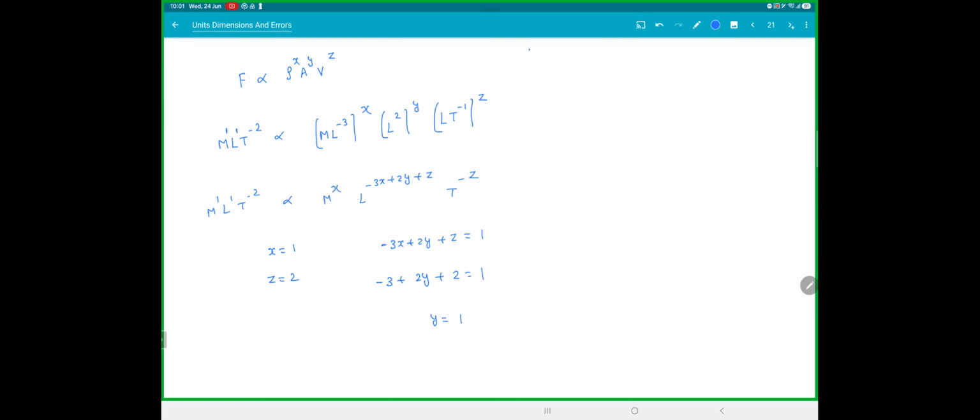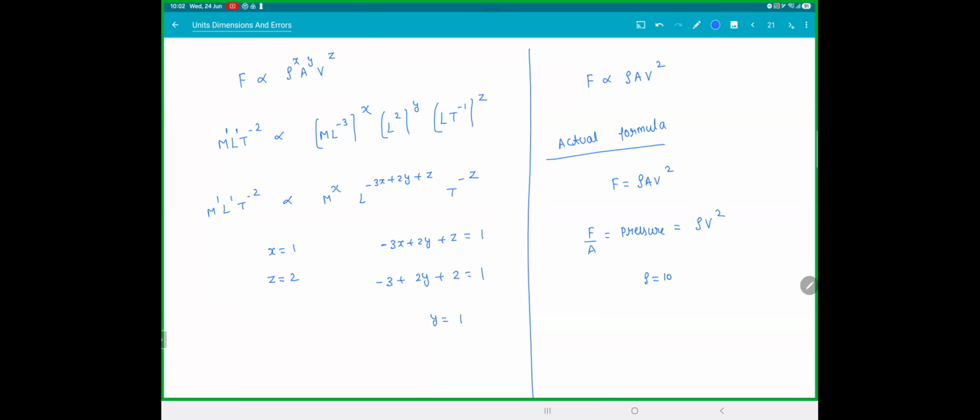Yeah. So we get force is equal to rho A V square. Interestingly, the actual formula here is also the same. The actual formula is F is equal to rho A V square. And if you divide force by area, this becomes pressure. This is rho into V square.